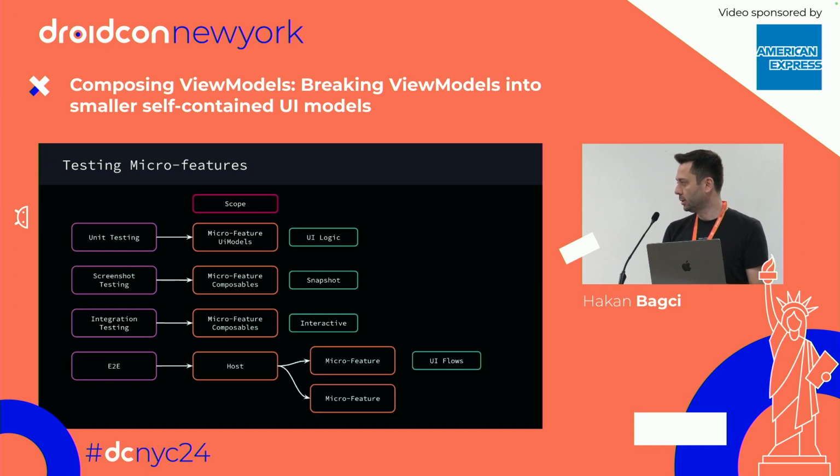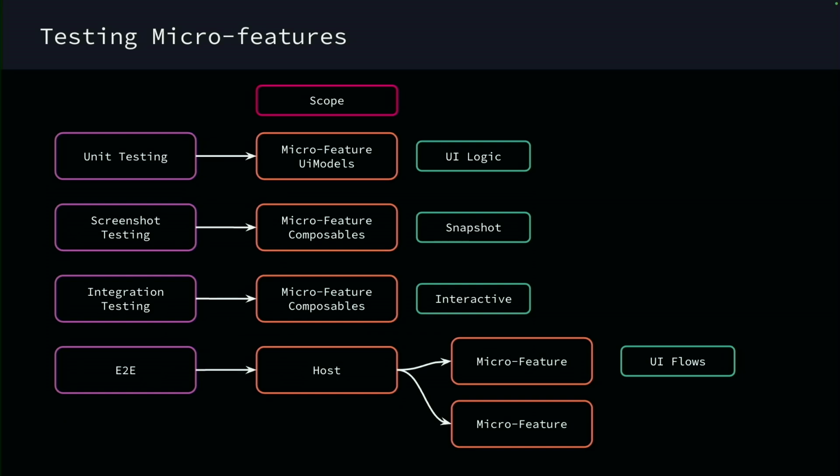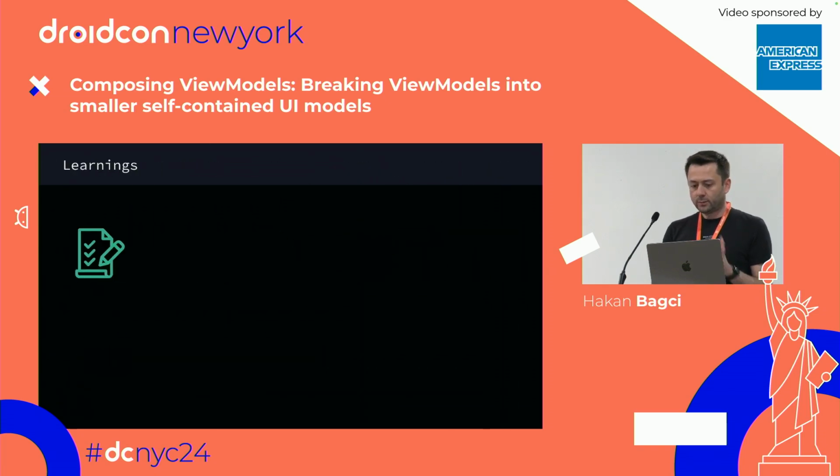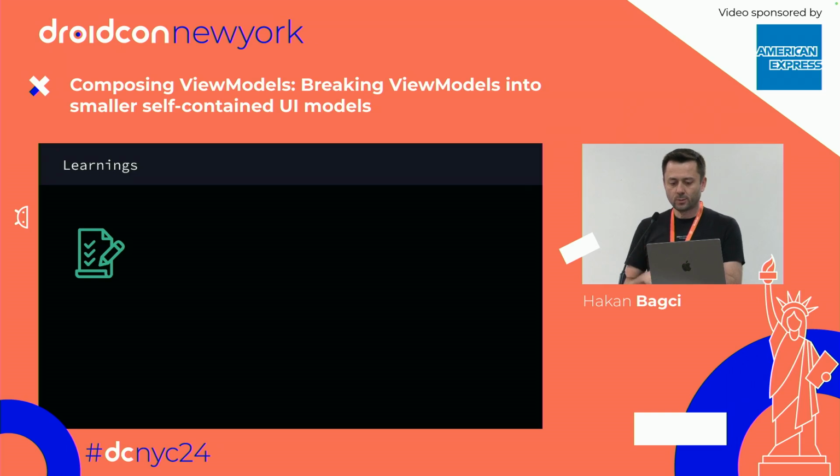in the Android test folder. And when it comes to end-to-end testing, we create a host and put several micro features inside that host, create a flow, and write our end-to-end test using this one. So this is how we generally test our micro features. And after providing a detailed explanation of micro features and talking about their aspects, now it's time to talk about some learnings. Let's go over some of them here.